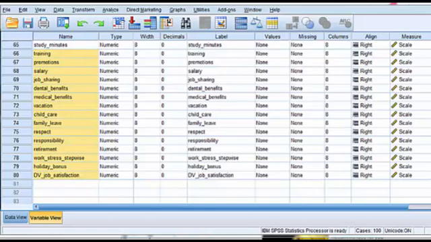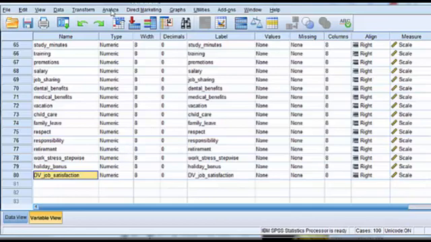We're going to do a stepwise regression here. The reason I use a stepwise is if you have a whole lot of predictor variables, and this one does. This one has from training all the way down to holiday bonus. These are all predictor variables. You're going to see which one of these is significantly predicting the DV of job satisfaction. And they're all scaled, so that makes it a lot easier.